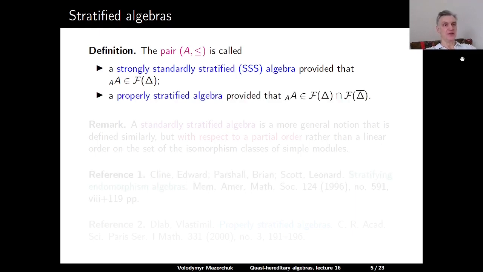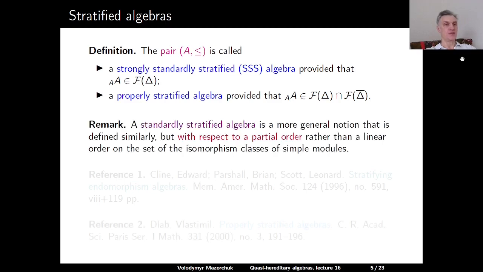And our algebra A is called properly stratified, provided that the left regular A module belongs to the intersection of F delta and F delta overlined. In other words, all projective A modules have both a standard filtration and a proper standard filtration.